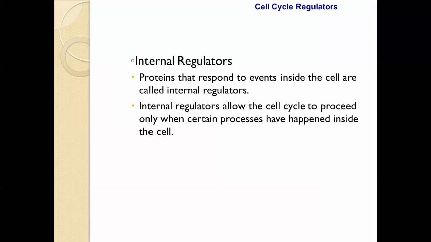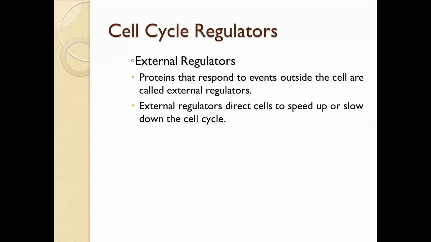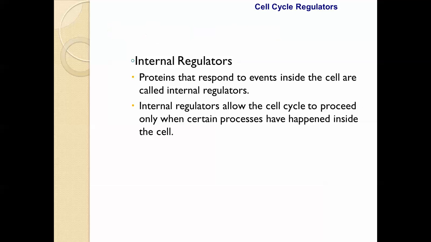Our next type are external regulators. These are proteins that respond to events outside the cell, and they direct cells to speed up or slow down the cell cycle. That's their main job. Based off what's going on outside of the cell, they tell the cell whether it'll be beneficial to speed up or slow down the cell cycle. So that's everything about a normal cell. We have the internal and external regulators.